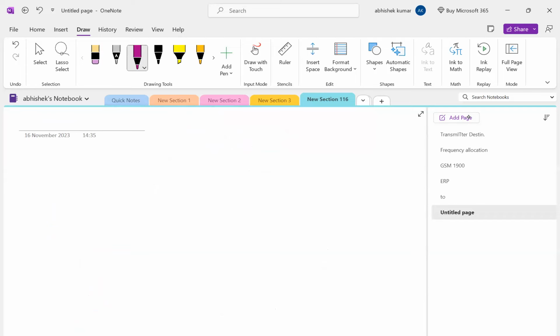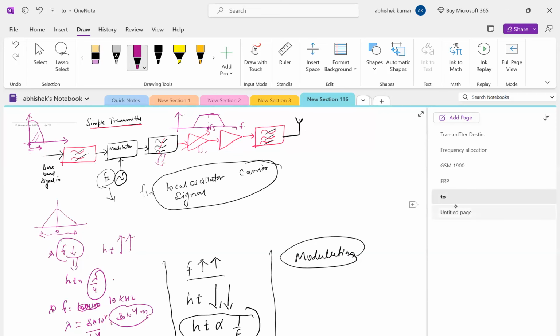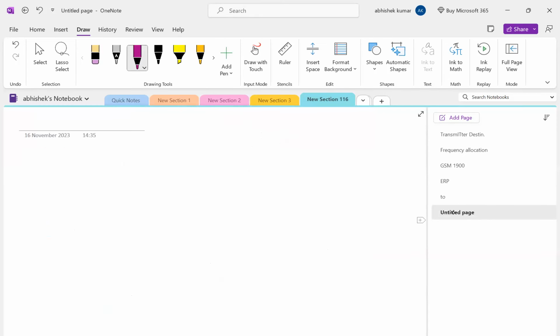Yeah, simple transmission signal carrier adjustable gain. One thing more. Have you ever heard of AGC, automatic gain control? Adjustable gain control.